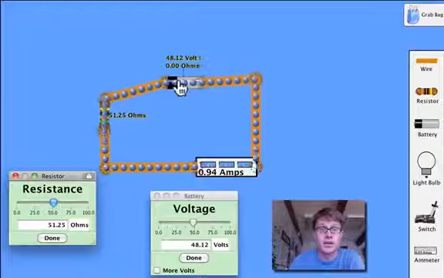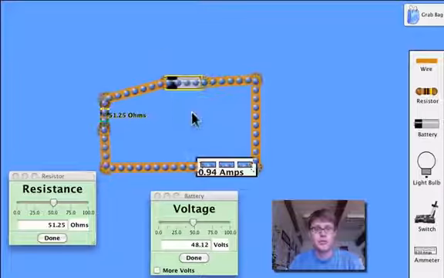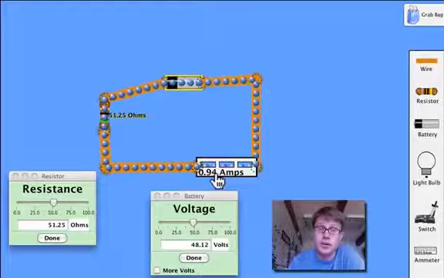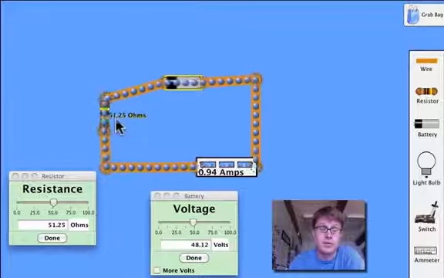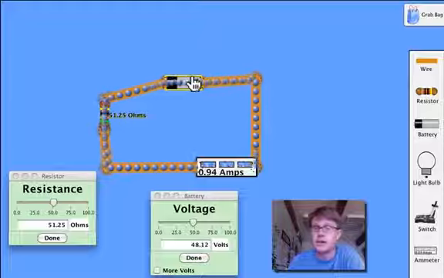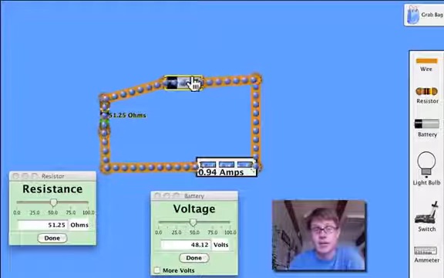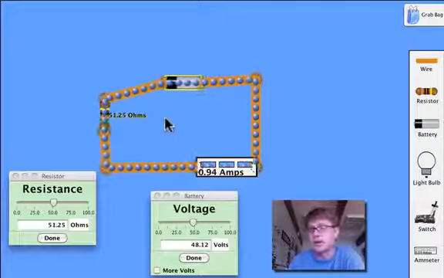In other words, if I were to close this up, not show you what it is, if I didn't know what the voltage was, but I knew that the current was 0.94 amps and I knew that the resistance was 51.25 ohms, we should be able to figure out the voltage. And so in a simple circuit, based on current, resistance and voltage, you can figure out one of the other ones.